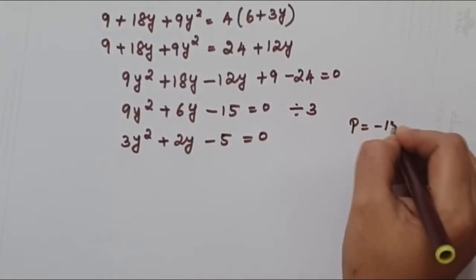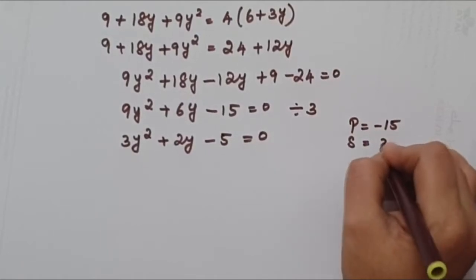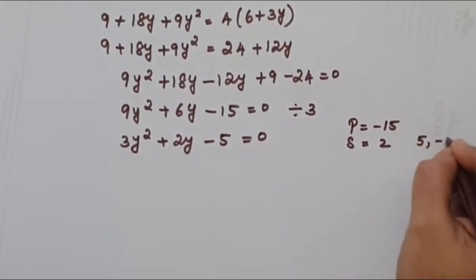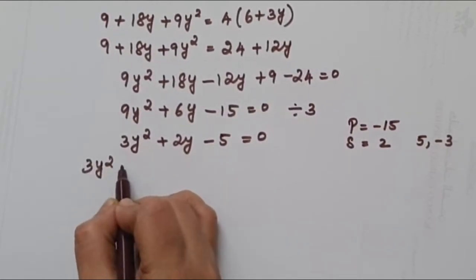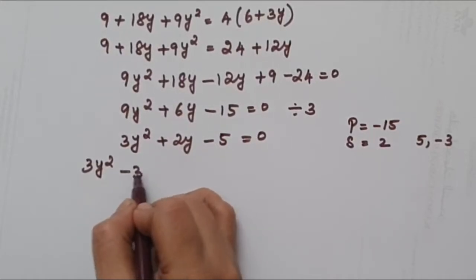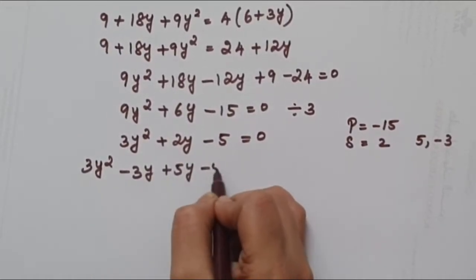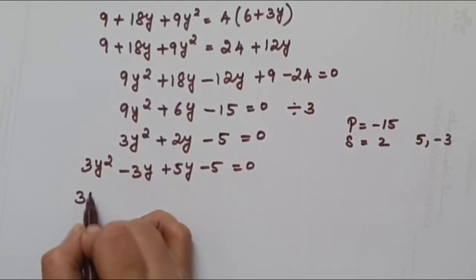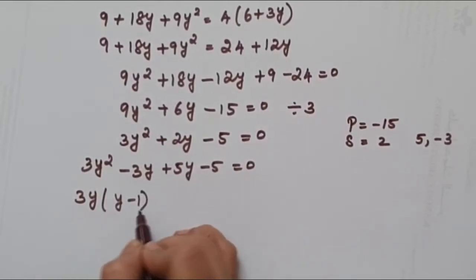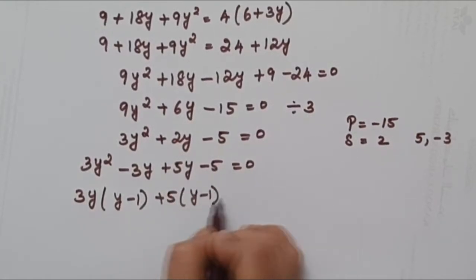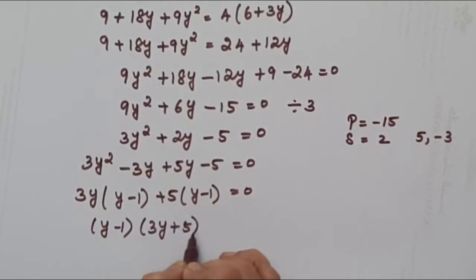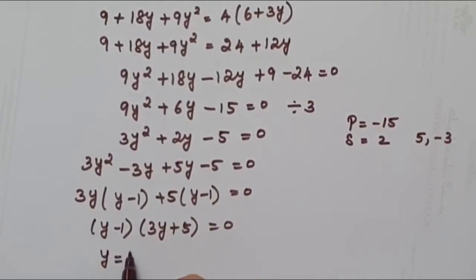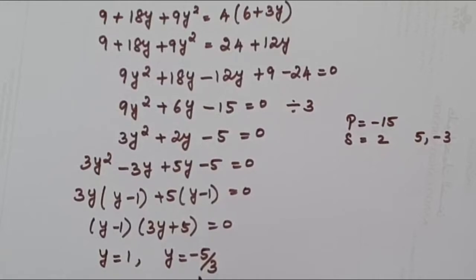So the product has to be minus 15 and the sum has to be 2. So the factors will be 5 and minus 3. So I'll substitute it over here. It comes as 3y squared minus 3y plus 5y minus 5 equal to 0. So 3y is common, I'll take it out: 3y into (y minus 1) plus 5 is common, (y minus 1) equal to 0. So (y minus 1) into (3y plus 5) will be equal to 0. So we get our answer as y equal to 1, and this one, y will be equal to minus 5 over 3.